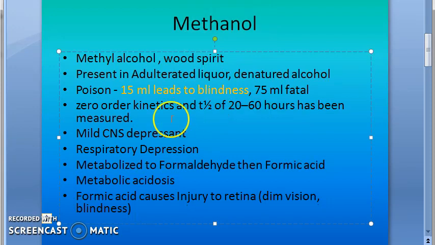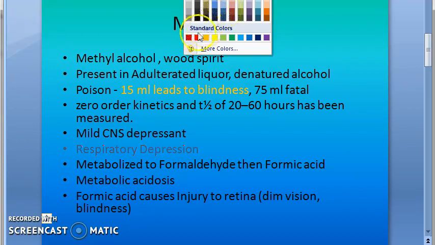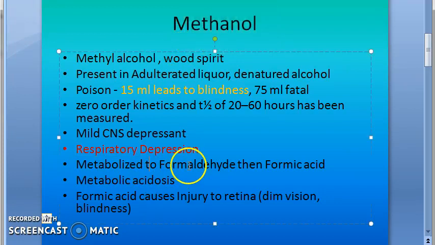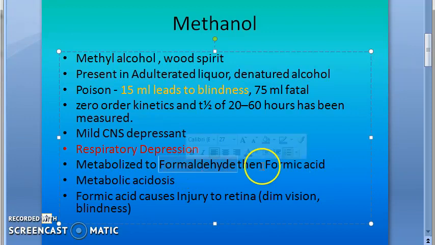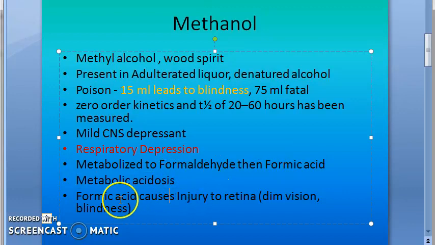I told you the half-life. Then it is a CNS depressant, a very mild one, not as much as ethanol. It causes respiratory depression. These are things that you have to know. It is metabolized to formaldehyde. So alcohol becomes formaldehyde, aldehyde becomes acid, right? You know that sequence. So methanol becomes formaldehyde and then formic acid. This formic acid will lead to acidosis in the body. This formic acid causes injury to the retina. So there will be dim vision, and blindness is also possible. Is this much clear?